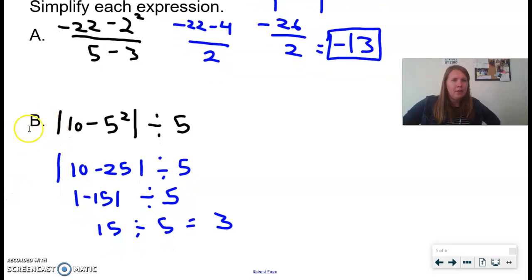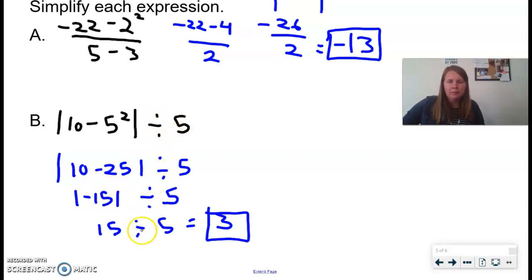Okay, and B here. So my final solution was 3. How I got there was I'm using my absolute value bars. And I needed to figure out my exponent first. So I take 5 squared, 25. 10 minus 25. I have to figure out what is 10 minus 25. 10 minus 25 is negative 15 in my absolute value bars.